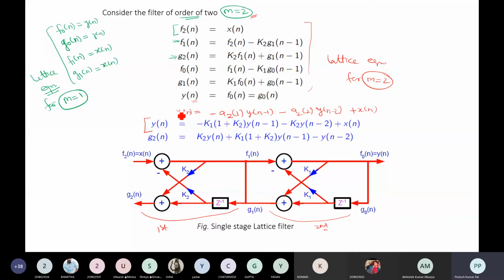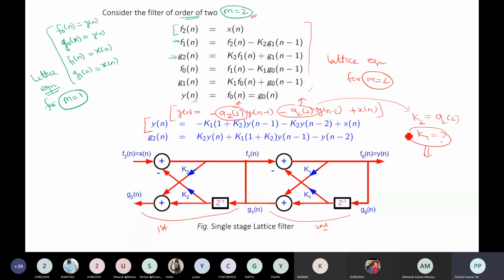After expanding that equation, that was the generalized expression, we will be getting this. So here we need to find out these two coefficients, minus a2 of 1 and minus a2 of 2. So from there, the k2 value will be equal to a2 of 2, and we need to find out the k1 value, and there is a formula to find out the k1 value. For the k1 value we have already seen in the FIR system. So by using that formula, we can get the k1 value.